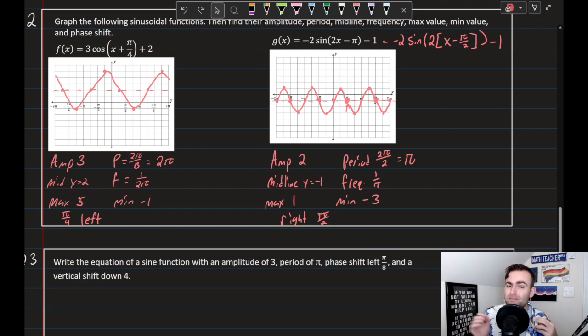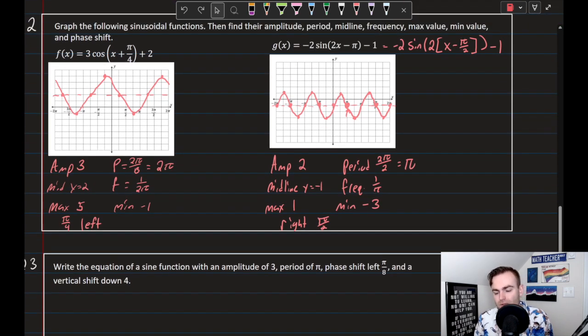Honestly, I think it's quite fun, like piecing puzzle pieces together, trying to figure out what's happening to this function. So that is taking a function and drawing its graph.